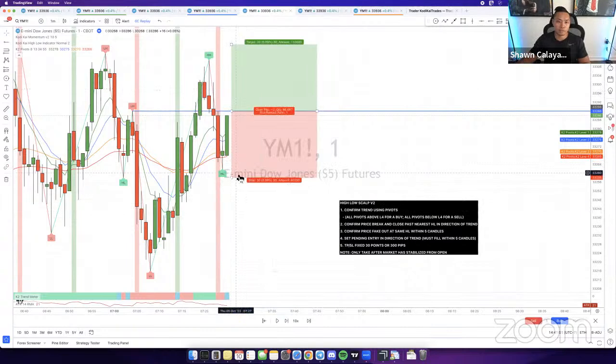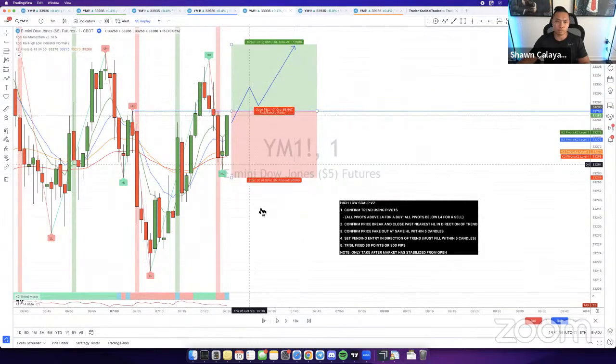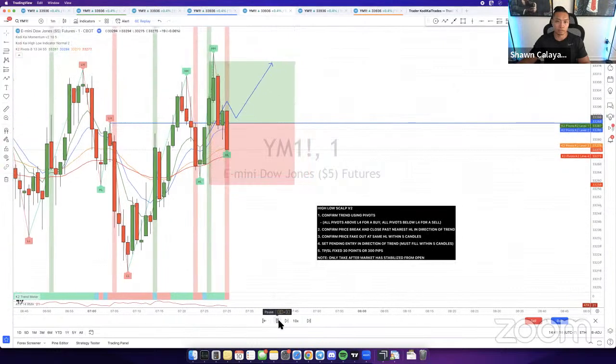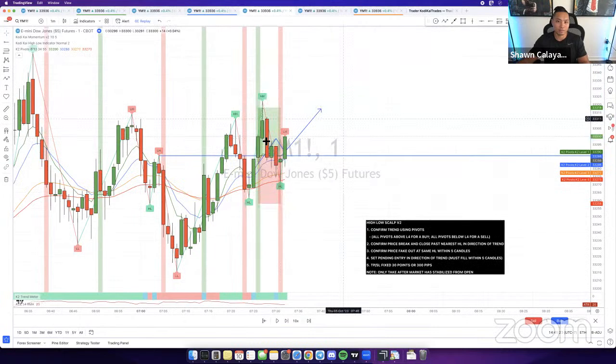Once you have that set up right there, this is the entry. So you have a lower high right here, price broke and closed past it, faked out. Now you're just waiting for price to fill your pending order and go to your TP. Once you have that set up, you let the trade run. And you can see right there, it went straight to TP on the second candle. So it's a pretty simple strategy.